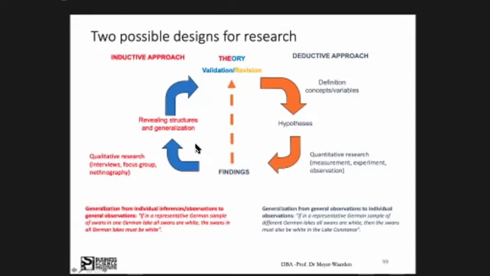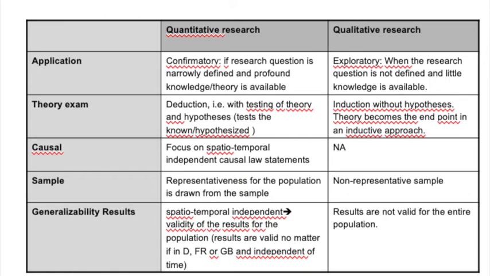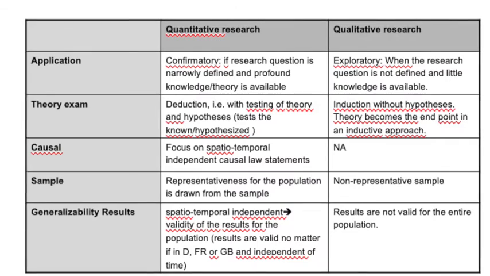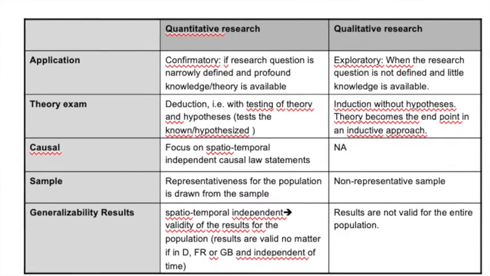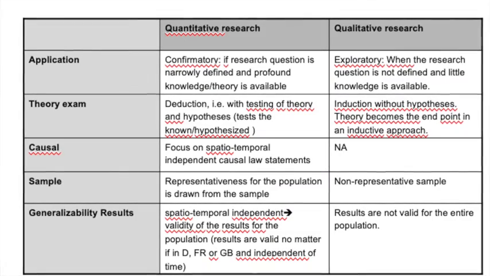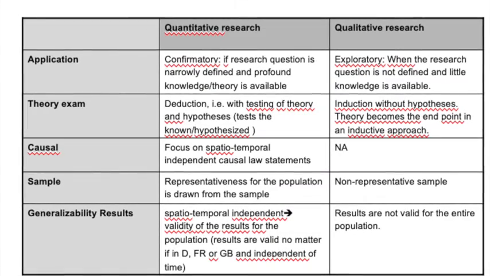because you go deeper in the findings. On the other hand, if theory is known, if concepts are known, these concepts can be used and tested in conceptual models, and then subsequently this model is tested with quantitative research. Quantitative research fits better in confirmatory approaches if the research question is narrowly defined and profound theoretical knowledge is available, whereas qualitative research is rather exploratory when the research question is not defined and little knowledge is available.